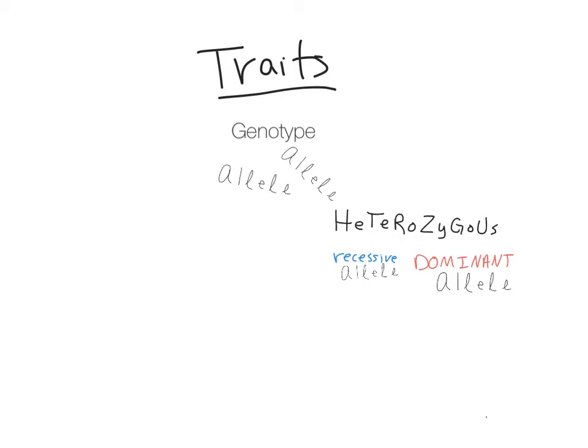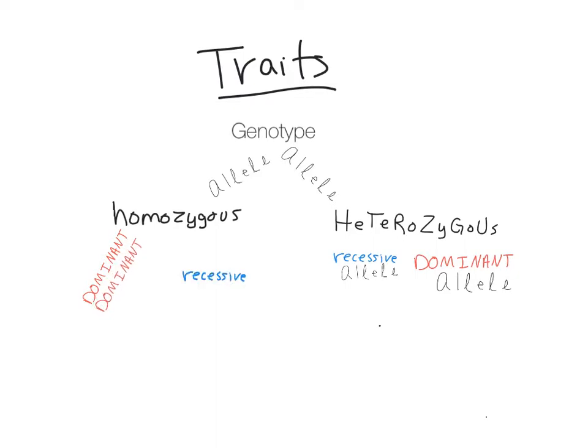Now the other type of genotype I may have is a homozygous genotype. That means both of the alleles I have are the same. So I could have 2 dominant alleles or 2 recessive alleles. Those would both be homozygous genotypes, and I would call that either a homozygous dominant or a homozygous recessive genotype. I could have also written homozygous like this. So I could have a homozygous dominant or homozygous recessive. That just means 2 of the same alleles.